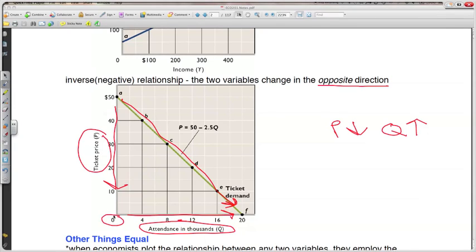Right? Whereas 0 here, this is when both price equals 0 and quantity equals 0. So the further you get away from 0, the higher the number is. So the more you come towards 0, the lower the number gets.